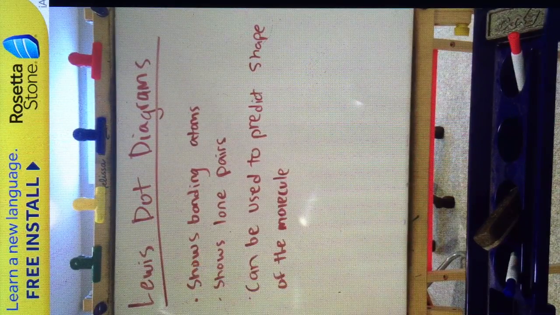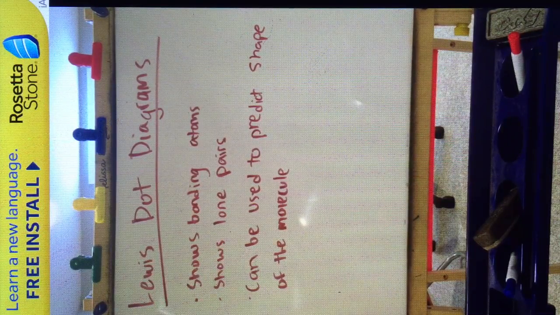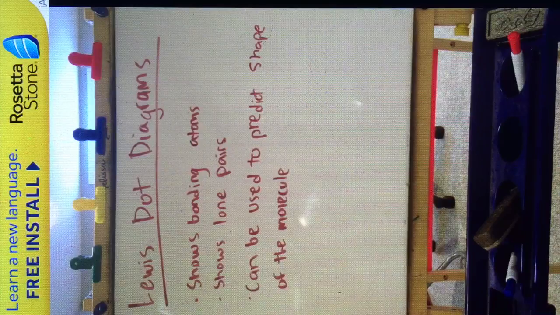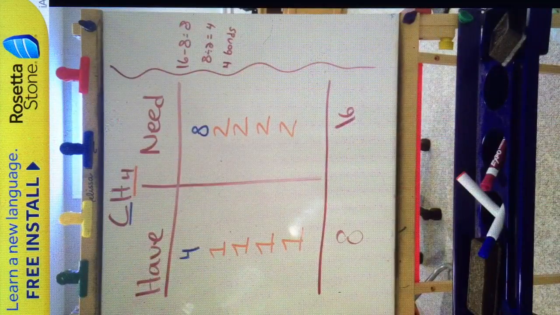A Lewis dot diagram shows the bonding between atoms and lone pairs in a molecule. These diagrams can be used to predict the shape of the molecule, bond angles, bond energy, bond length, and polarity, but we will mainly be focusing on the shape of the molecule. Let's use methane as an example.